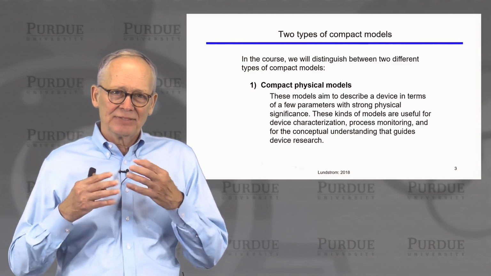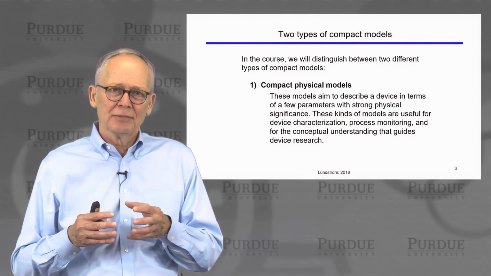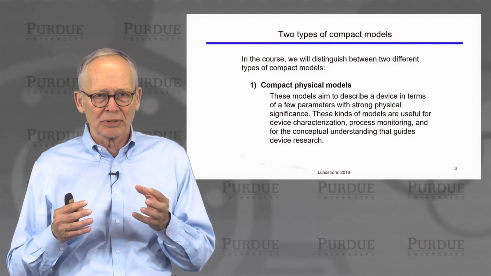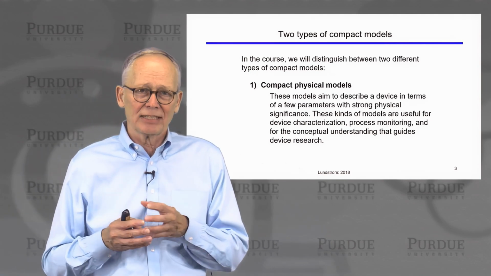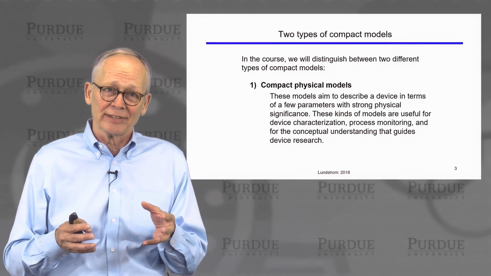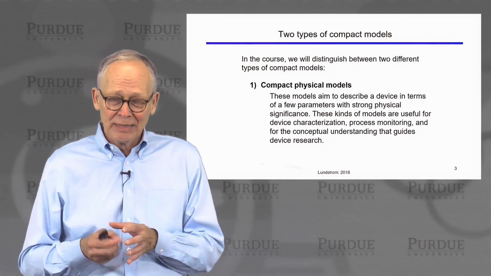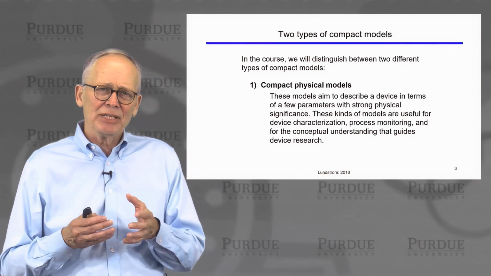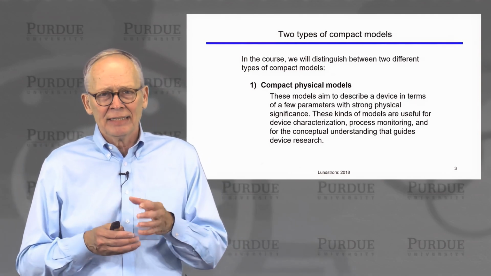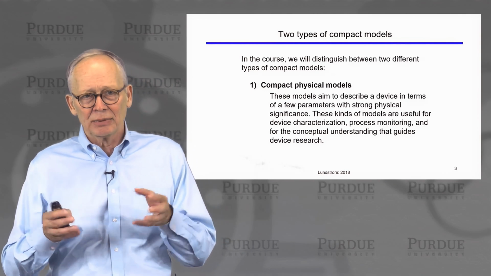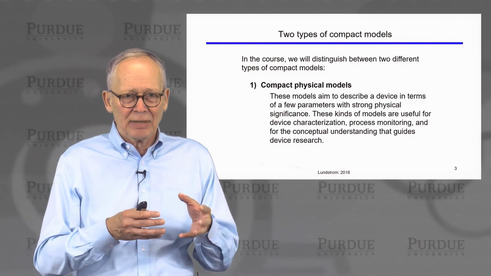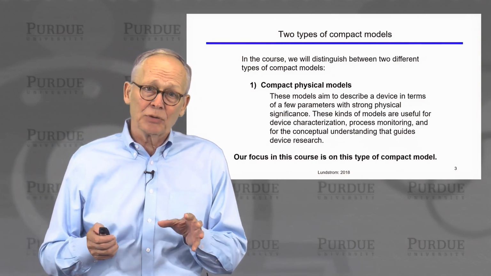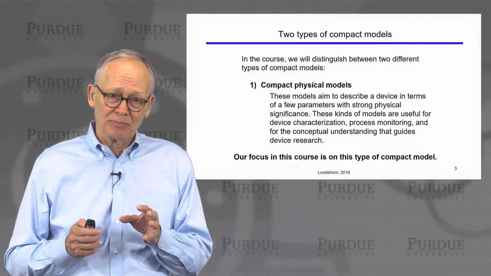A simple physical way to understand the essential physics of a MOSFET in terms of a few simple equations. We're not necessarily going to be able to use this model for circuit analysis. It could be the core of one, but it's primarily one that is used for understanding. It might be used in a manufacturing line to extract some key metrics and to fit data to the model and monitor a manufacturing line. So our focus in this course will be on this type of model.